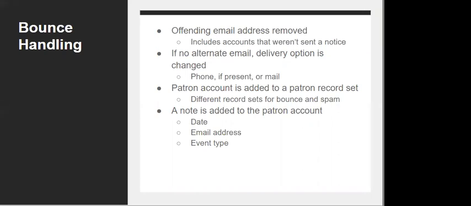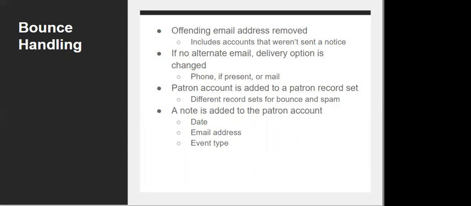So the first one, the big one, is that the email address is taken off the account. And if there are other accounts that have that same email address, they will be caught by the same process and also get updated. And so after the email address is removed, if there is not an alternate email address, the delivery option is then changed to phone if the patron has one, or mail if they do not.